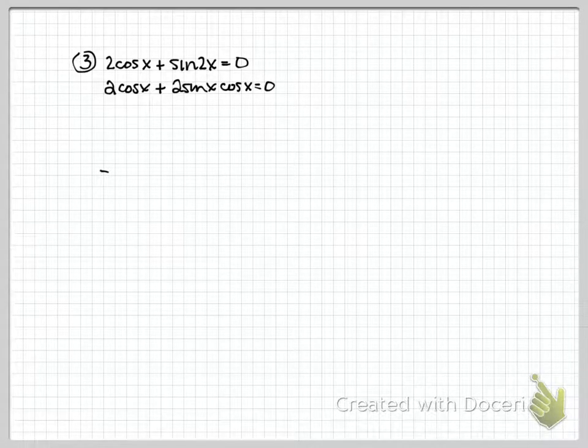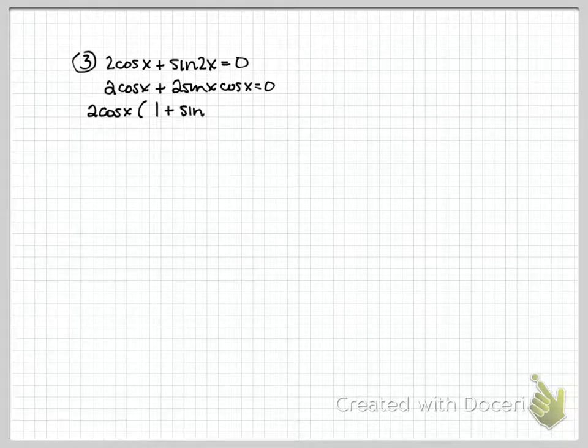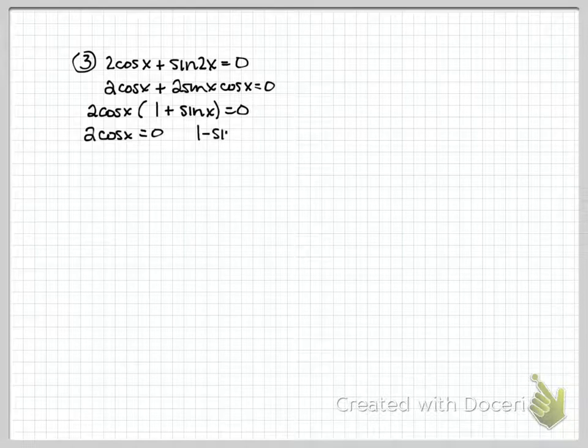Now to solve this, if I look at this equation, I notice they both have a cosine and they both have a 2. So I'm going to factor out that 2 cosine of x. And then it gives me 1 plus sine of x equals 0. By the zero product property, 2 cosine x equals 0, and 1 plus the sine of x equals 0. Solving, I get the cosine of x equals 0.